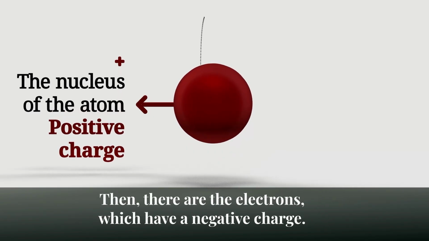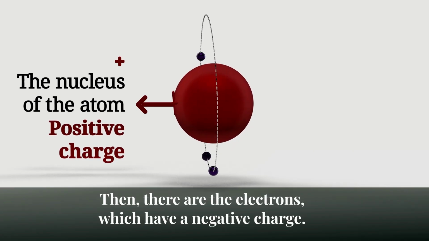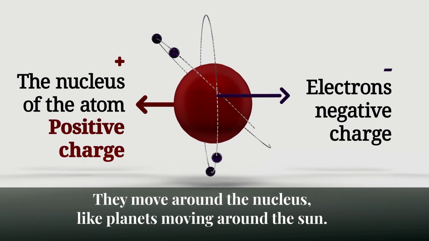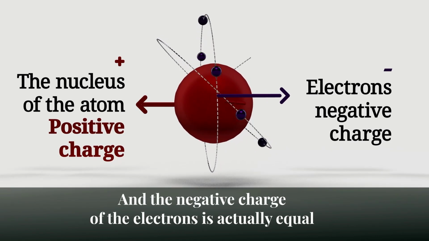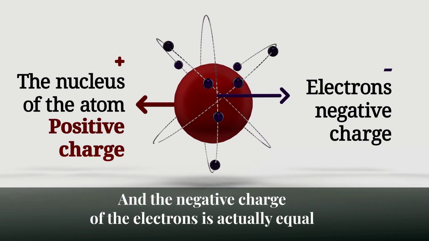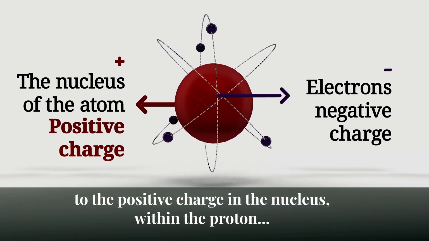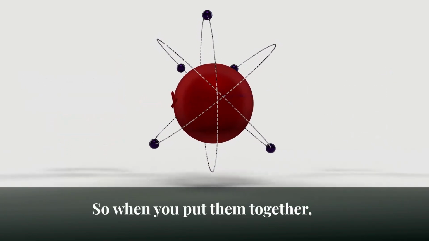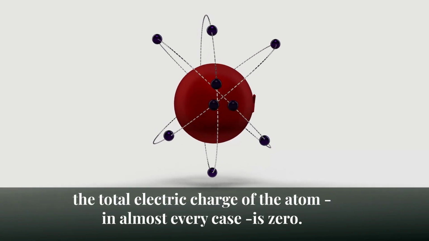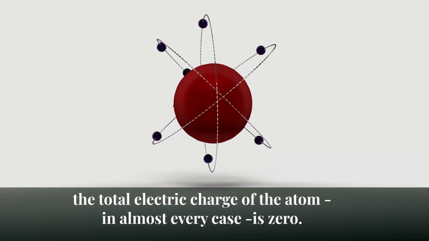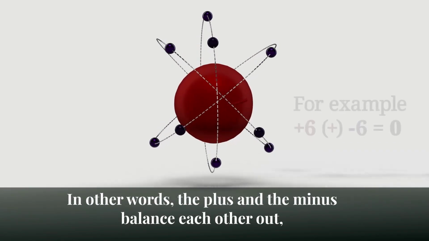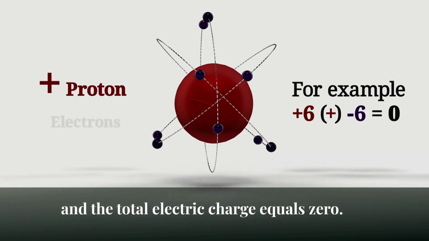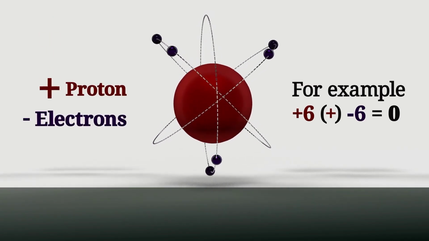Then there are the electrons, which have a negative charge. They move around the nucleus, like planets moving around the sun. And the negative charge of the electrons is actually equal to the positive charge in the nucleus within the proton. So when you put them together, the total electric charge of the atom in almost every case is zero. In other words, the plus and the minus balance each other out, and the total electric charge equals zero.